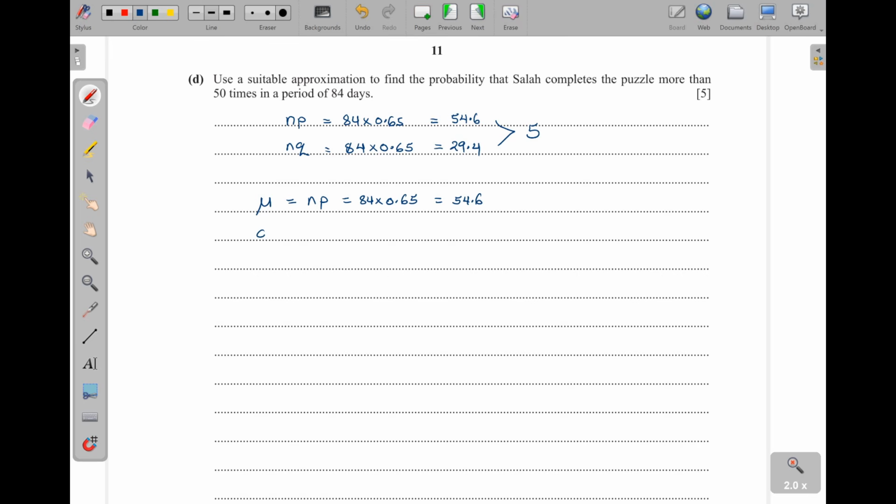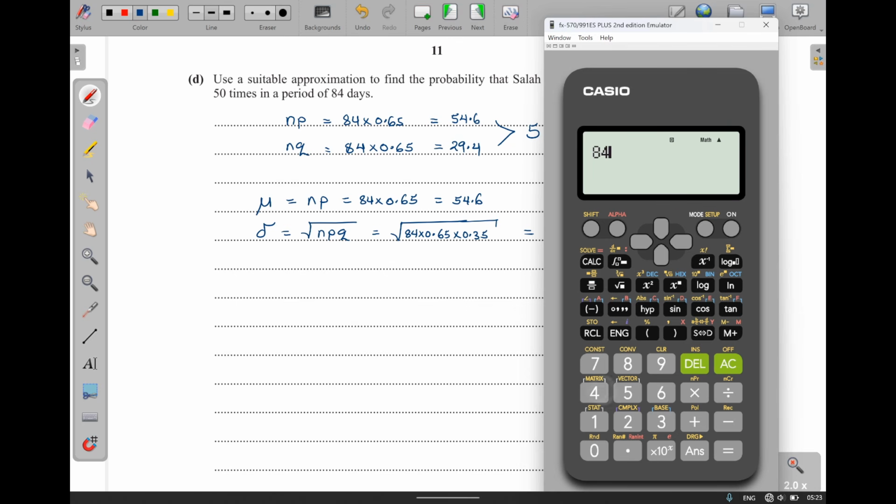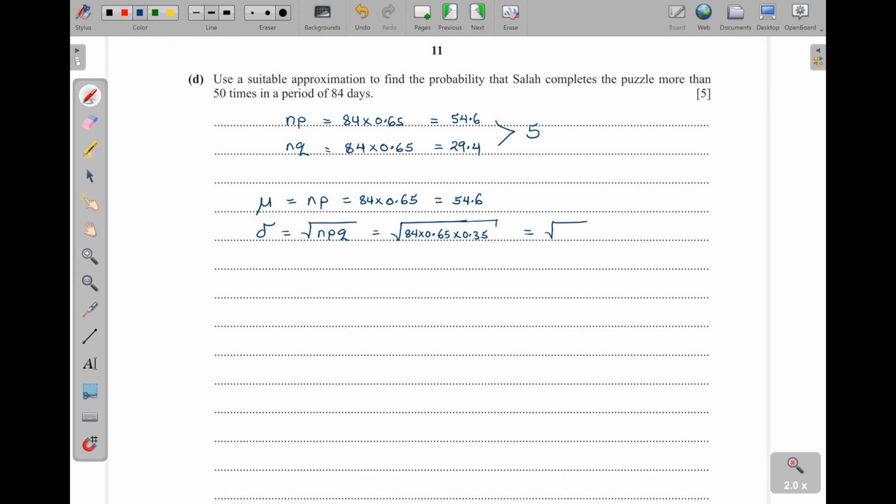And then standard deviation, which is root of variance, and variance is given as NPQ. These ones are even given in the list of formulae. You can check out for them. So this one is going to be 84 times 0.65 times 0.35. So what does this one give us? 84 times 0.65 times 0.35. I usually take that one there. I don't put the square root. I use the exact root of 19.11.